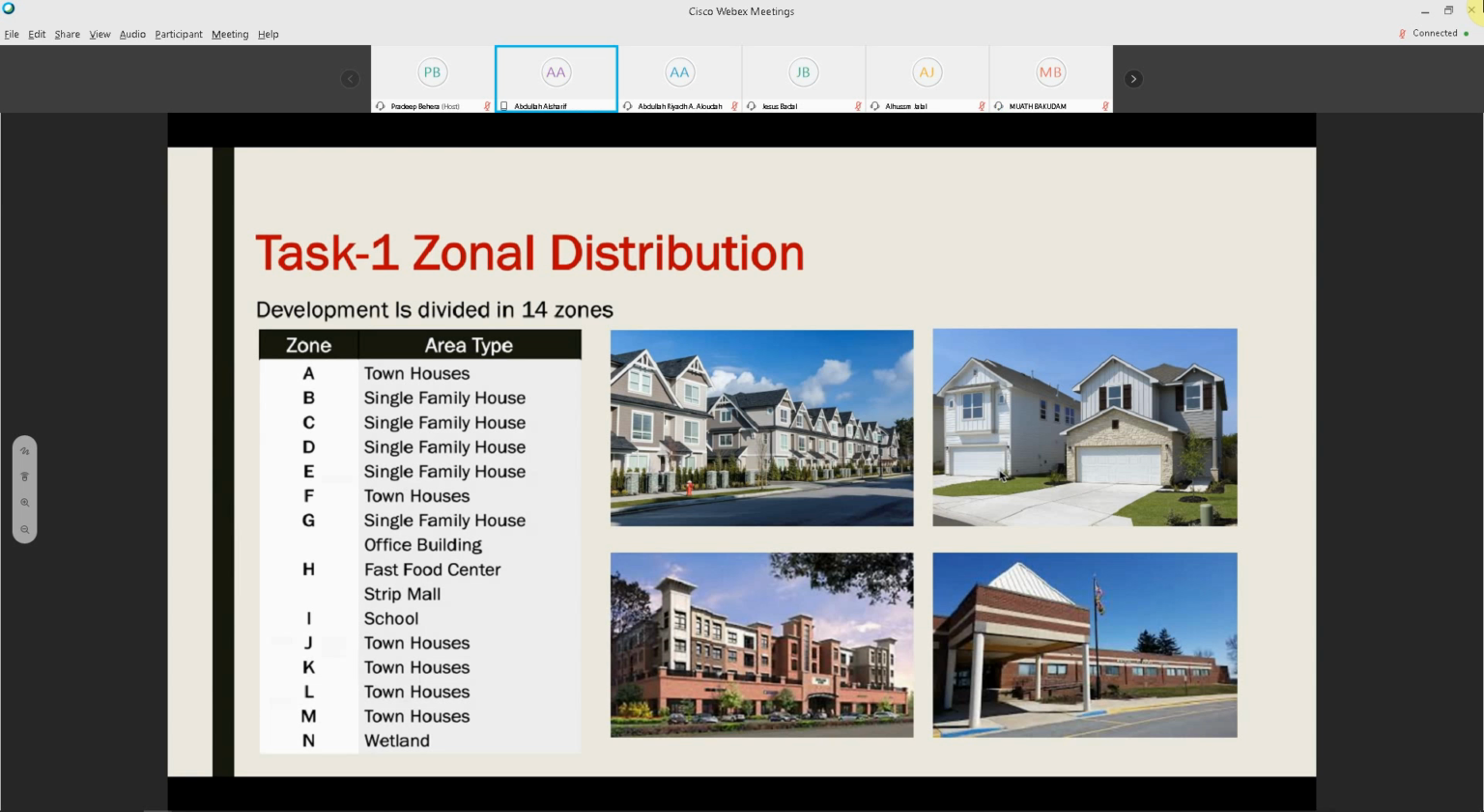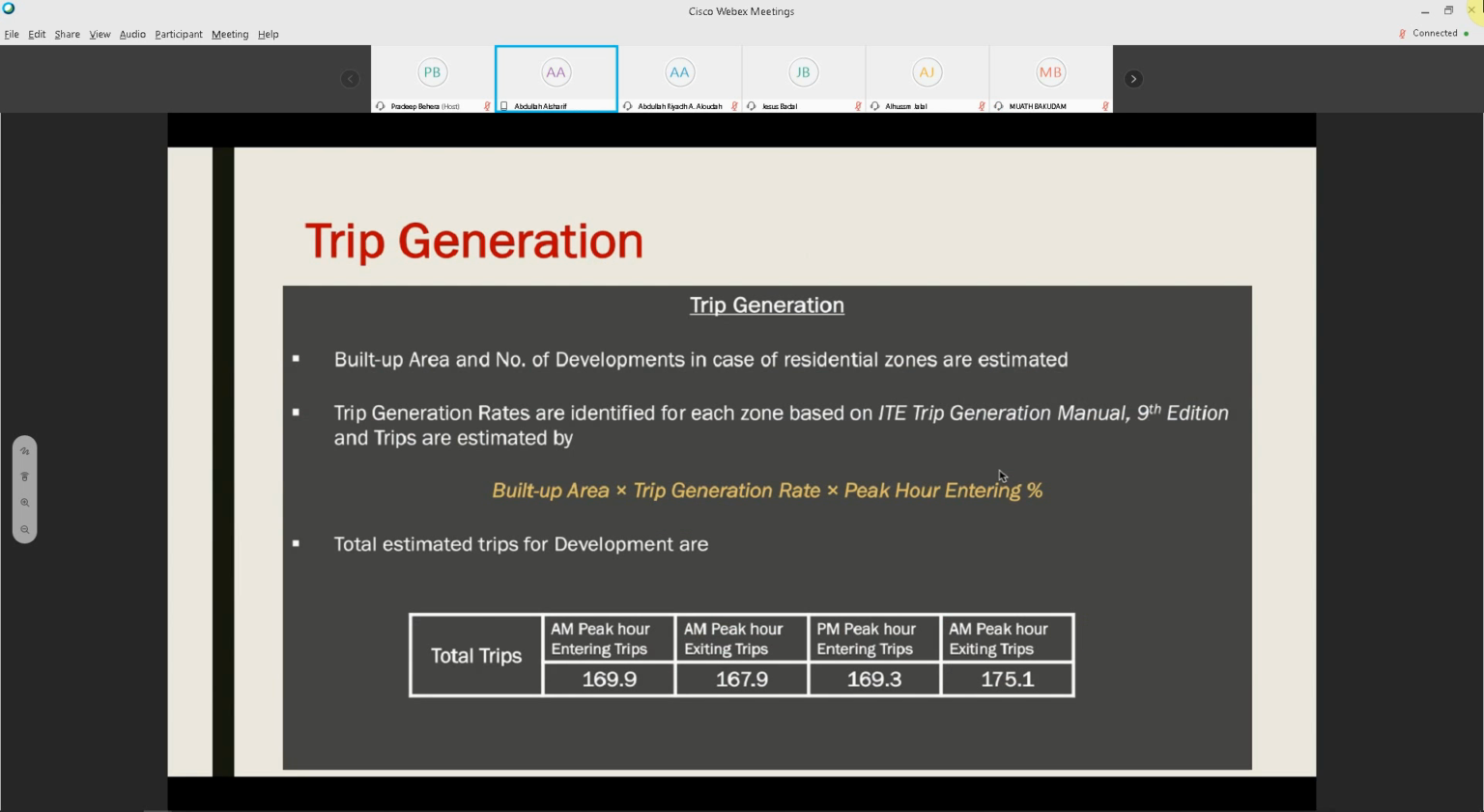The development is divided into 14 zones, as you can see here, from zone A to zone N, and trip generation rates are individual for each zone based on the ITE Trip Generation Manual edition. Trips are estimated by built-up area multiplied by the trip generation rate multiplied by peak hour entering. As you can see here, total AM peak hour entering trips are 169, and AM peak hour exiting trips are 167. Next slide, please.